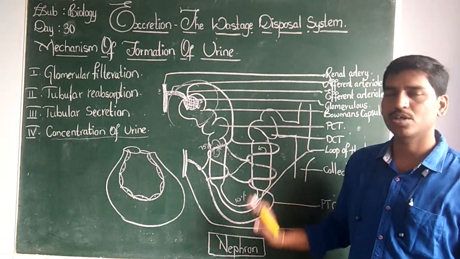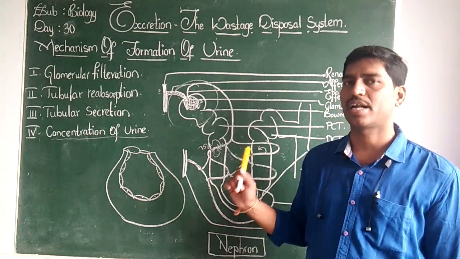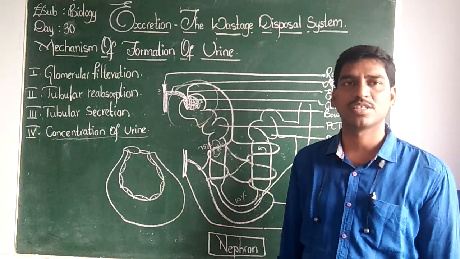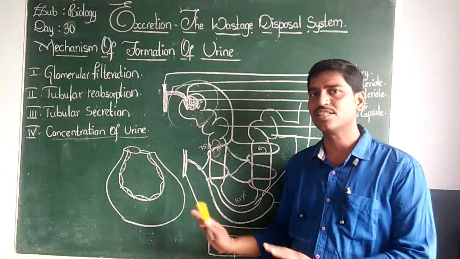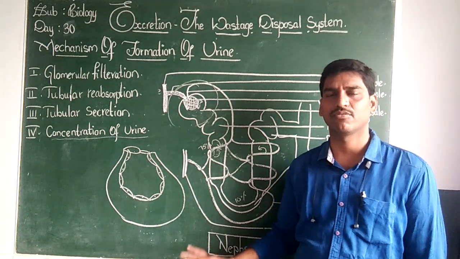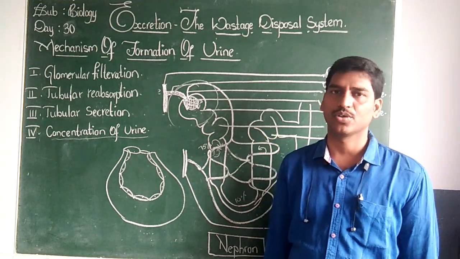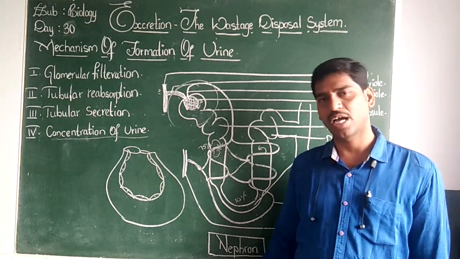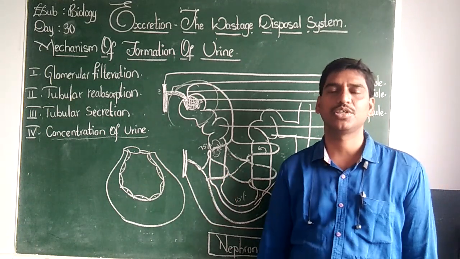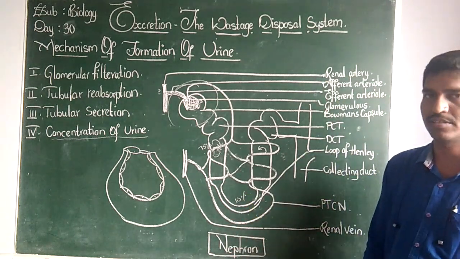So this is about today's class, and today's homework is to write about the mechanism of formation of urine or the functioning of the nephron. Either one, functioning of nephron or mechanism of formation of urine. This is today's question. You need to complete it. Of course, you need to include the diagram also in your answer. I'll give you 1 minute to complete this in your book.